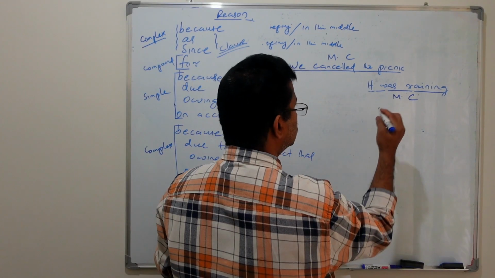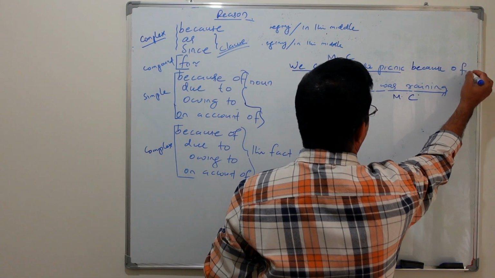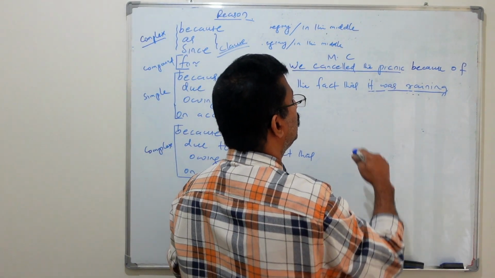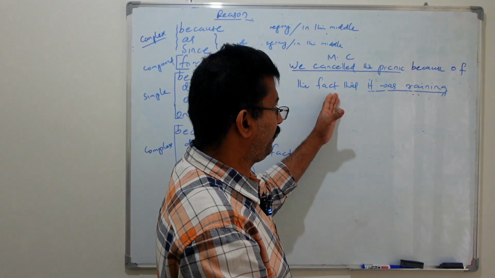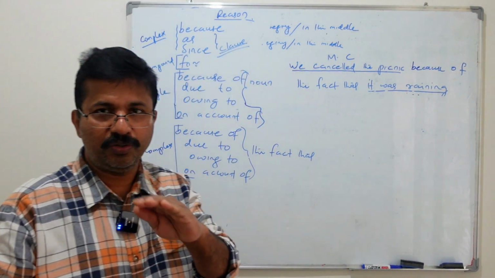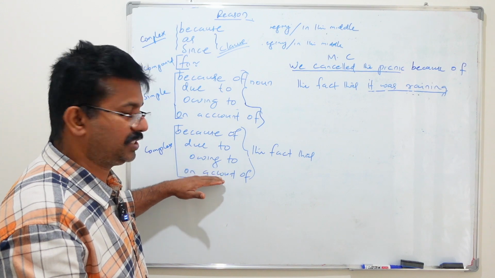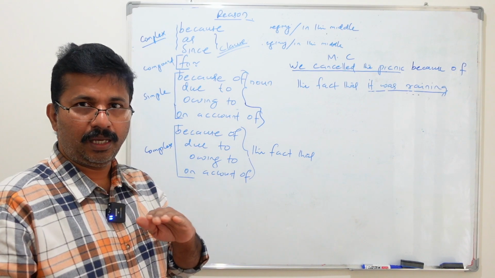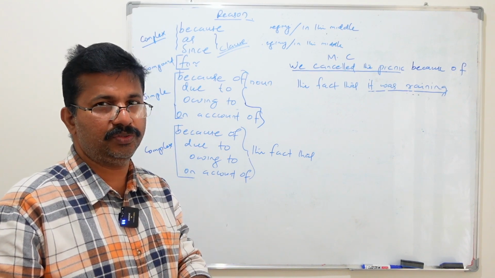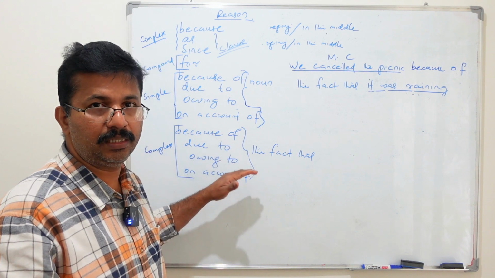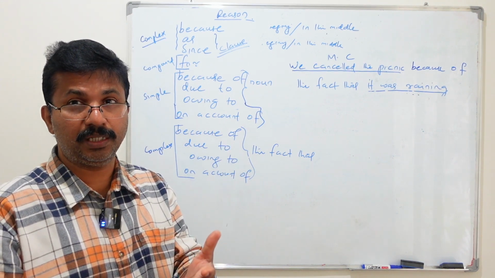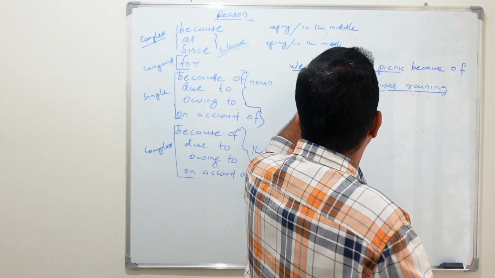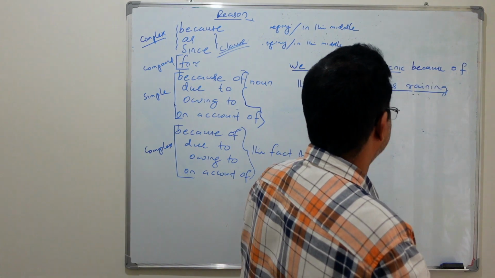I will write. We cancelled the picnic because of the fact that it was raining. We don't usually use these expressions in speaking. We don't use these four expressions in speaking. Usually we don't use them in speaking, but we use them mainly in writing. But if you use them in speaking, it's not a mistake. Now let's discuss this sentence where I have used because of the fact that.